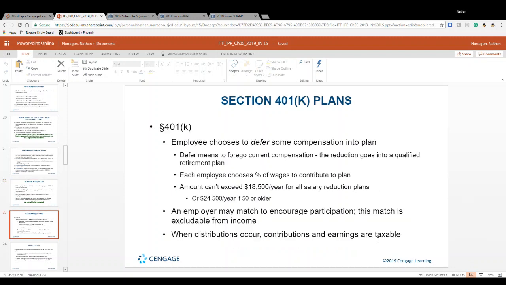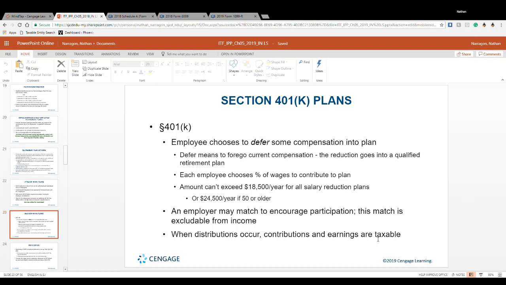So 401Ks. Employees choose to defer some of their compensation into plans. Again, this is a deduction we actually choose to put in retirement. So we forgo current compensation just so that we can have money in retirement. It's like a savings plan. And the employee chooses how much the percentage is. The amount cannot exceed $18,500 for all salary reduction plans, or $24,500 if over 50. So even the employer has to watch out for that. You can't take so much.